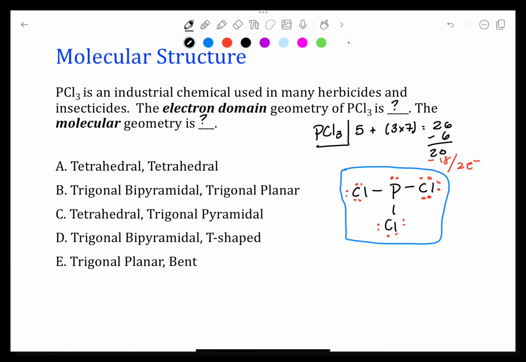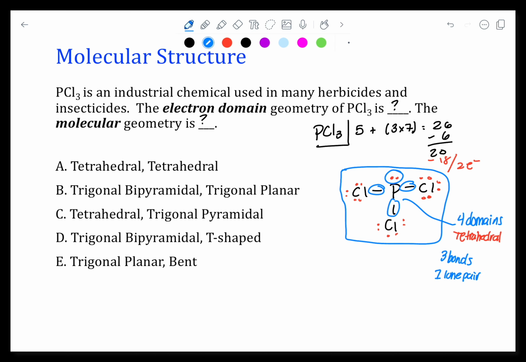Okay, so our electron domain geometry for this one, well, I have 3 bonds and 1 lone pair, that means I have 4 domains. Okay, so 4 domains for the electron domain geometry is then tetrahedral. For the molecular geometry, we have 3 bonds, 1 lone pair.